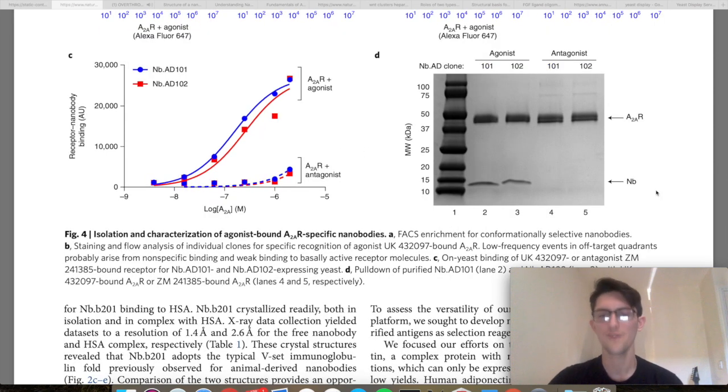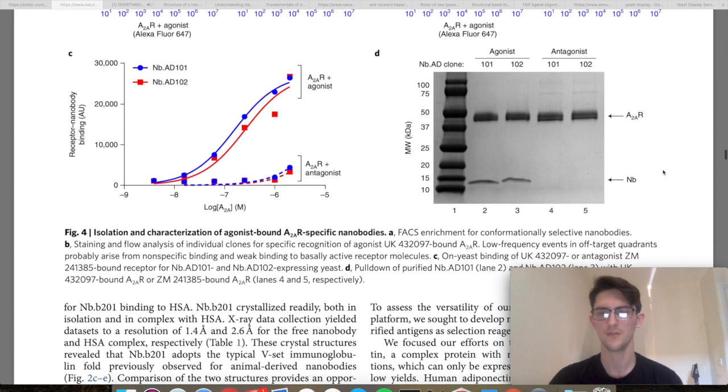And in figure 4D, they've scaled up these two nanobodies which select for the agonised conformation of the adenosine receptor, and done pull downs as they did before with the beta-2-adrenergic receptor and nanobody C200, I think it was. And in this case, the nanobodies only pull down the adenosine receptor in the presence of an agonist and not in the presence of an antagonist, implying that indeed the nanobody sorting process has selected for nanobodies that just bind to the agonised version of the adenosine receptor.